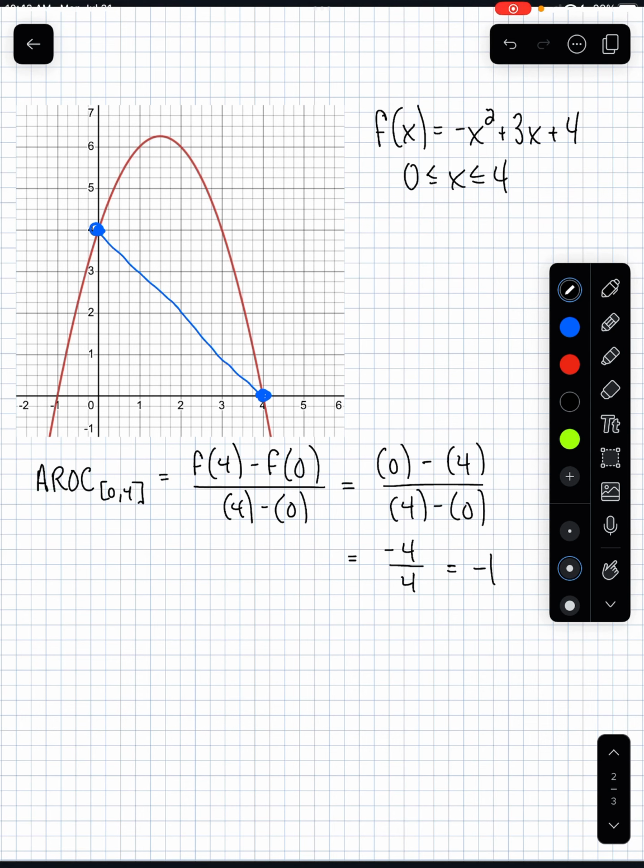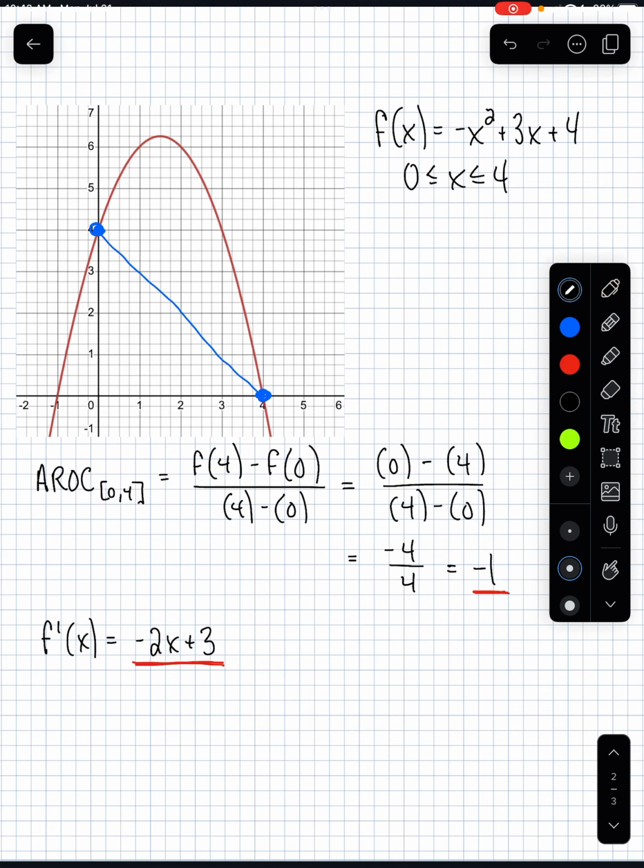Now, we also need the derivative function. So let's find that next. f prime of x is equal to negative 2x plus 3. That's easy enough to get by just using the power rule. Now, the idea is that, as the definition of the mean value theorem says, there is a point where the value of the derivative function is the same as the value of the average rate of change.